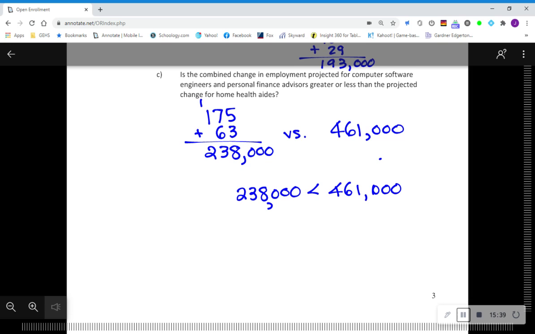If you were writing it out as an interpretation in words, you would say the combined total for the software engineers and financial advisors is less than or fewer than the home health aides. Okay, so that does it for section 1.3, and hopefully this is good enough for your homework.